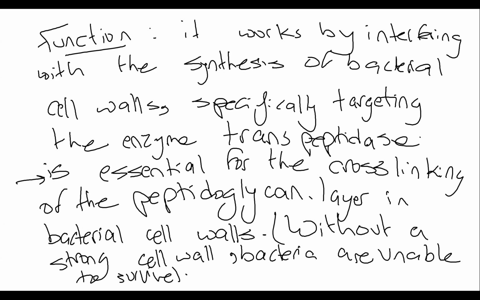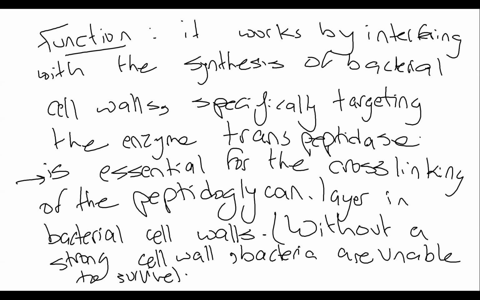So what is the function of penicillin? It works by interfering with the synthesis of bacterial cell walls, specifically targeting the enzyme transpeptidase. What is this enzyme transpeptidase? Transpeptidase is essential for the cross-linking, or the connection, of the peptidoglycan layer in bacterial cell walls. If penicillin attacks this enzyme, it won't do its essential role in this layer of the bacterium.